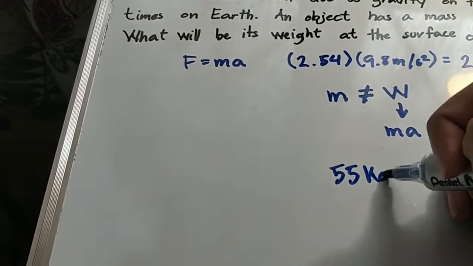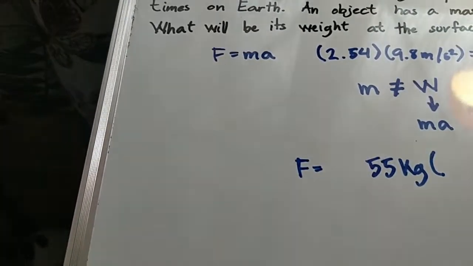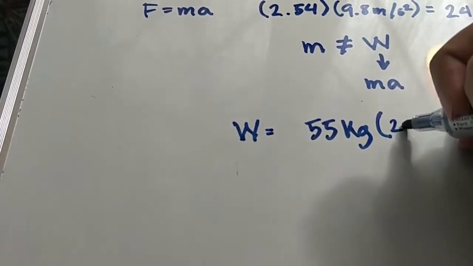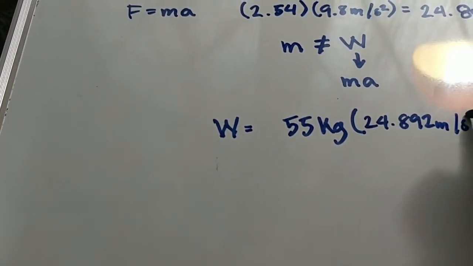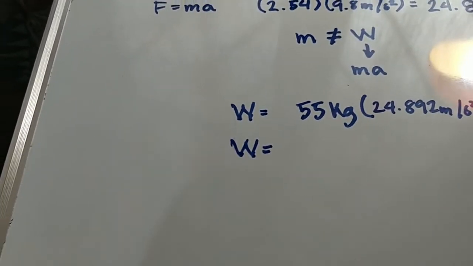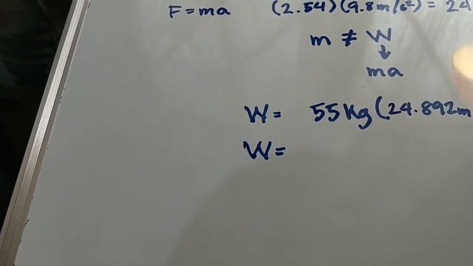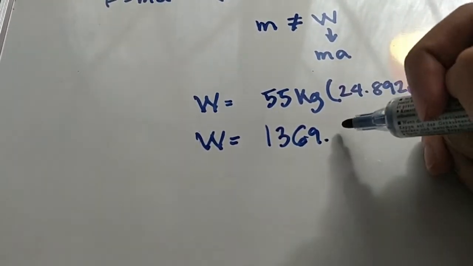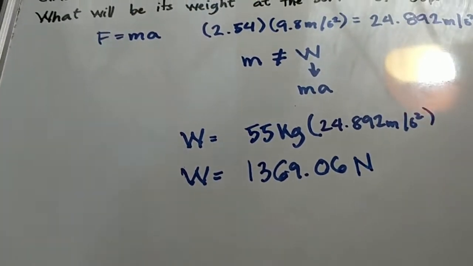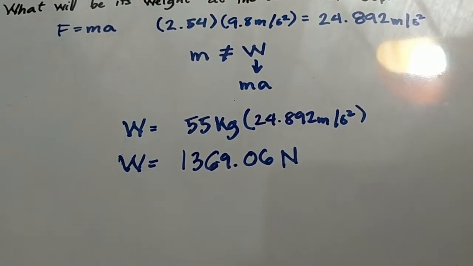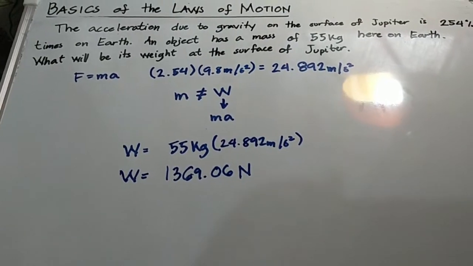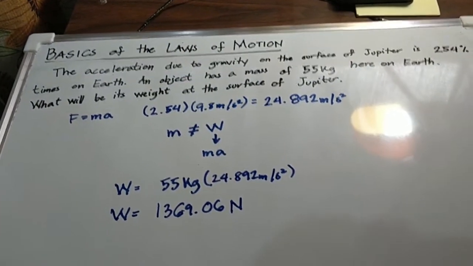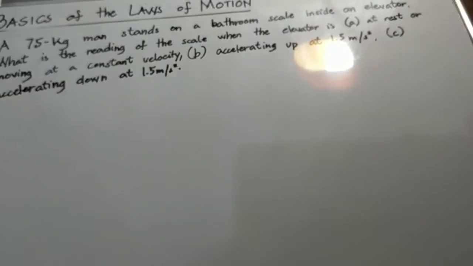55 kilograms times yung acceleration mo. Force, or pwede natin sabihin na weight is equal to 55 kilograms times 24.892 meters per second squared. So, weight will be 1,369.06 newtons. Yan ngayon yung weight mo sa Jupiter. So, there you have it. May sunod tayo palang tatalakayin pa, which is the law of interaction. So, let's proceed to the law of interaction.